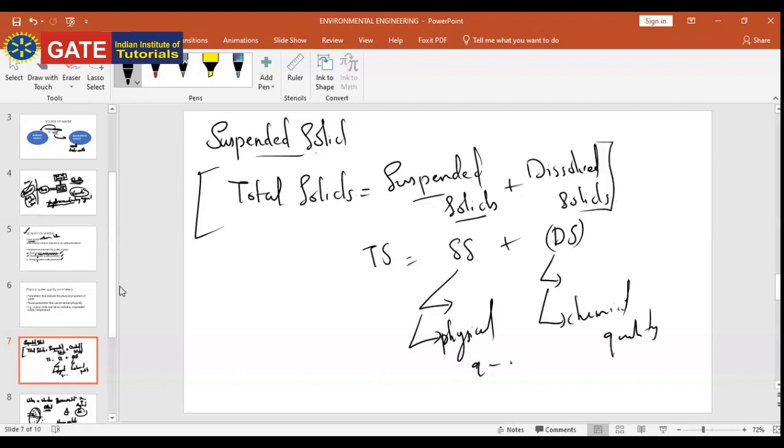So dissolved solids form a chemical parameter to discuss, and suspended solids are a physical parameter. If we add the two, suspended solids and dissolved solids, we get the quantity called total solids. So total solids is nothing but suspended solids plus dissolved solids. Got it? So TS will be equal to SS plus DS. Clear? So this is the general introduction about suspended solids.